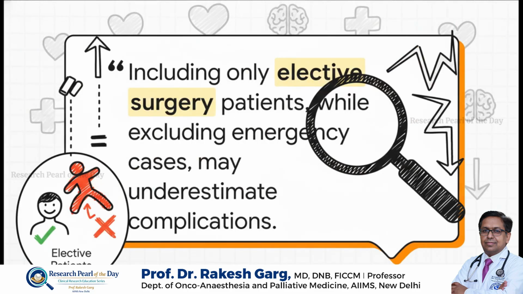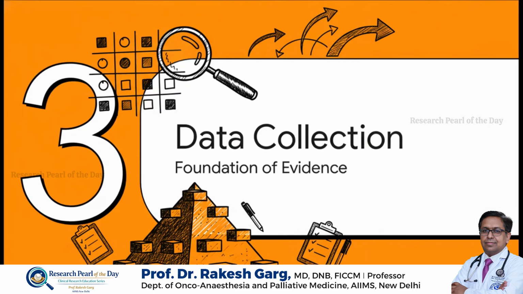This is such a classic example of how that works. Imagine you're studying post-op complications, but you only enroll stable, elective surgery patients. Of course your complication rate is going to look amazing, but you've ignored all the high-risk emergency cases, which means your results paint a totally unrealistic, rosy picture of what's actually happening. So, how in the world do we fight back against these biases?